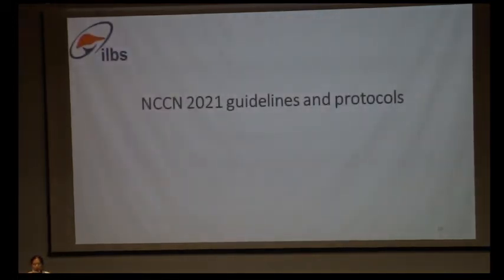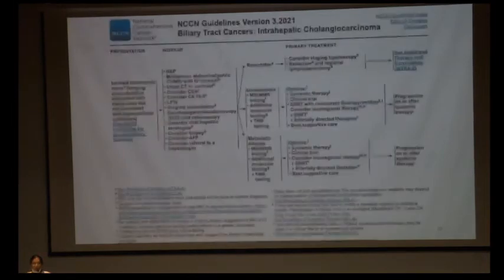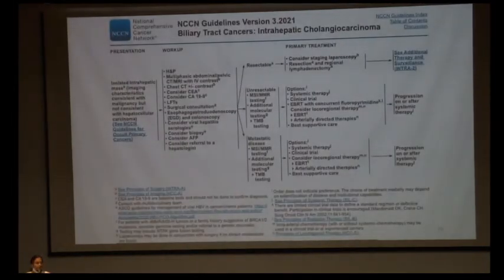Then we come to the NCCN guidelines. These are the ones we are usually following. They are evidence-based and they are updated very frequently. And for intrahepatic cholangiocarcinoma, this is the flow chart. These patients present as an isolated intrahepatic mass, and the imaging is found to be not consistent with HCC.